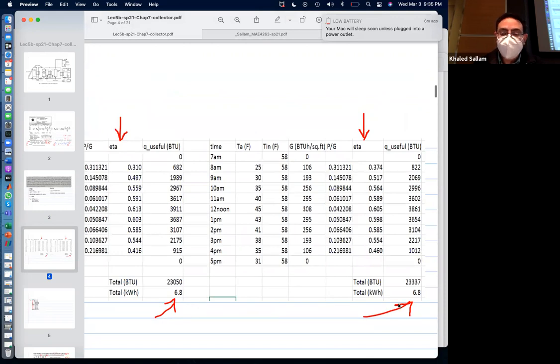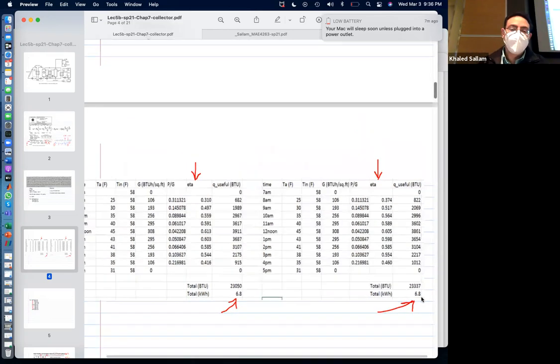Okay, and you can see how, yes, the total BTU is a little bit different, 23,050, 23,337, but the kilowatt hour at the end of the day didn't show up because the difference is so small. So whether you are using the efficiency linear model or the efficiency second order model, you still calculated 6.8 kilowatt hour. If you look carefully, maybe this one is 6.75 and this one is 6.82, but at the end of the day, it's like 6.8. So that answered Denver's question earlier: why do we use the linear model? Because it's not that horrible.